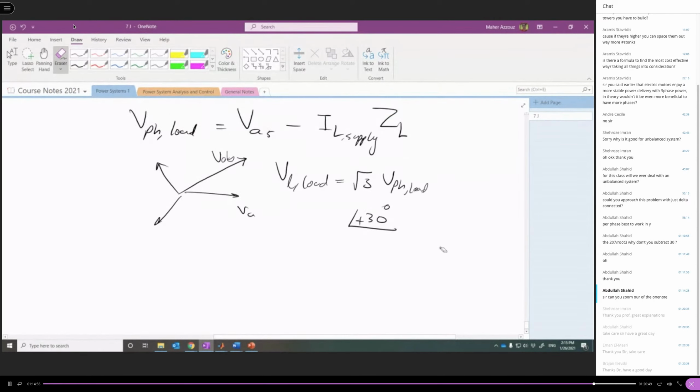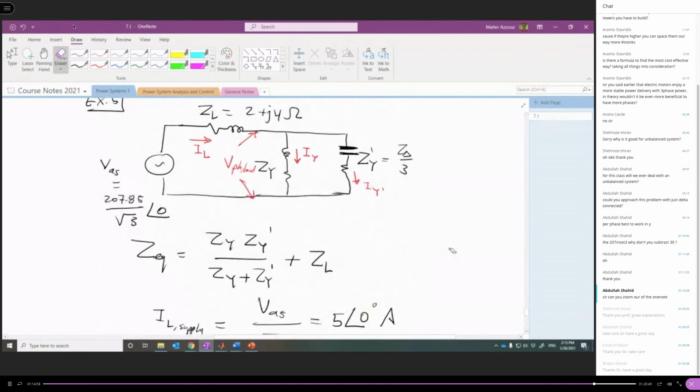Now we can calculate the phase current through the load. This load originally was star connected. I'm talking about this load. This load was originally star connected. So I_Y here, the current here, represents the phase current.